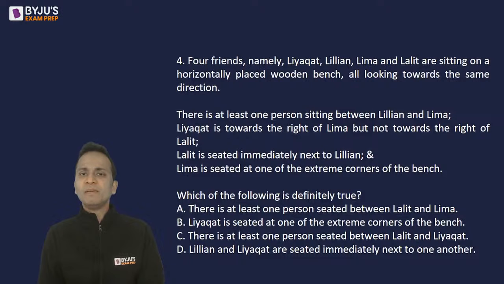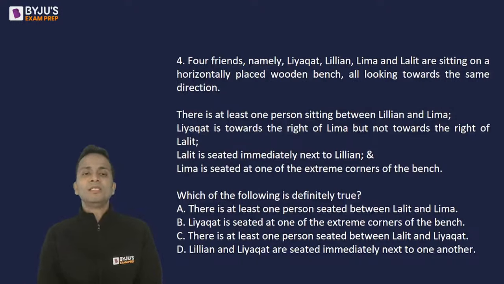Now, 4 friends, namely Liaquat, Lillian, Lima, and Lalit, are sitting on a horizontally placed wooden bench, all looking towards the same direction. So one thing is good that all of them are facing the same direction. Okay. Now then there are some conditions according to which we'll have to make them seated.